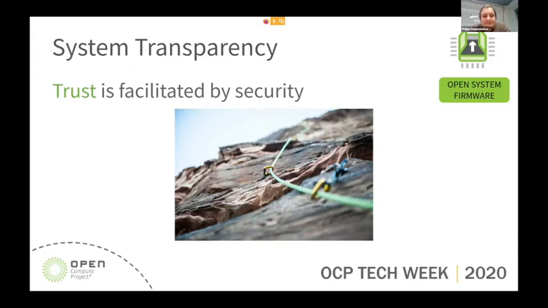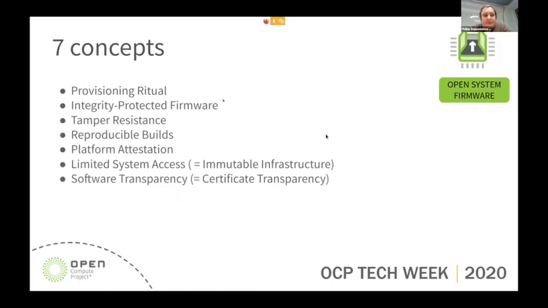Next slide, please. So what is system transparency? System transparency itself is a specification. It consists of 7 concepts, which are more like a guideline for how you could implement system transparency for yourself.